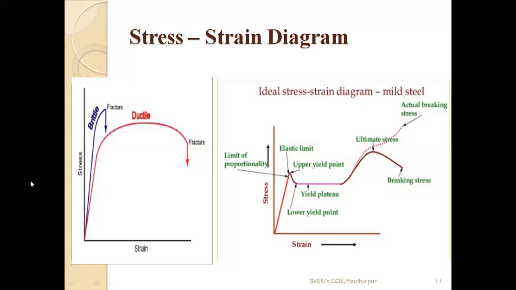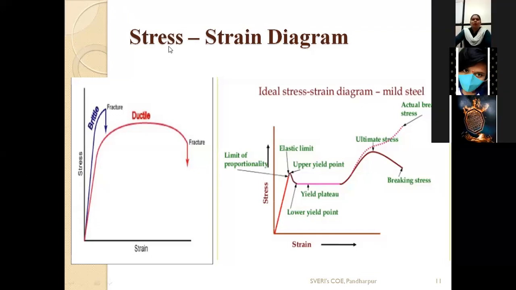Okay. So this stress strain diagram is basically for two different materials, for ductile material and for brittle material. So now you tell me what is meant by ductile material or ductility and what is meant by brittle material. What is meant by ductility? Anyone know?